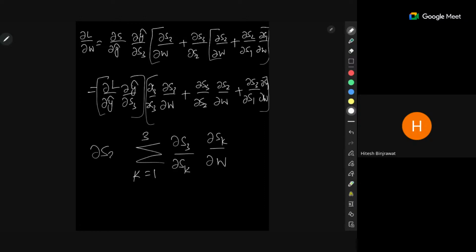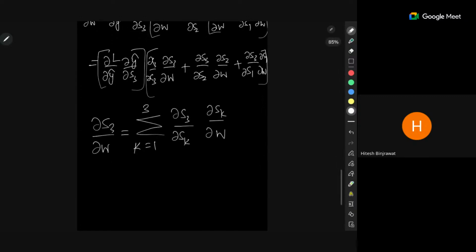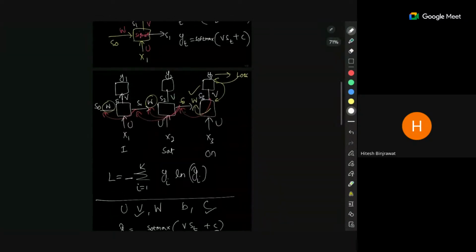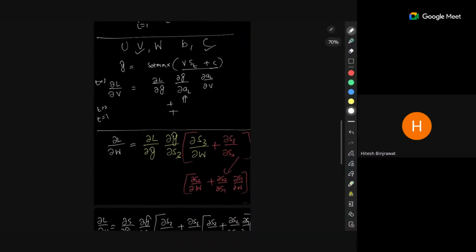I can call it as dow S3 by dow W, right? So this is what it will become from k equal to 1 to 3. Do you get it, like what I did here? And this is how you have to do the back propagation. Now you have to do the same thing with respect to this portion also, with respect to y2, and then you will get another gradient that also you have to sum up.